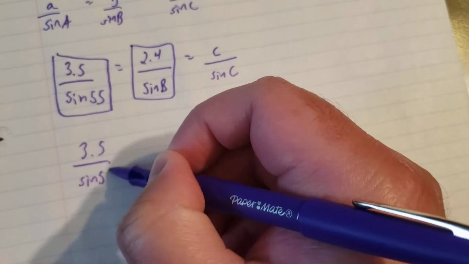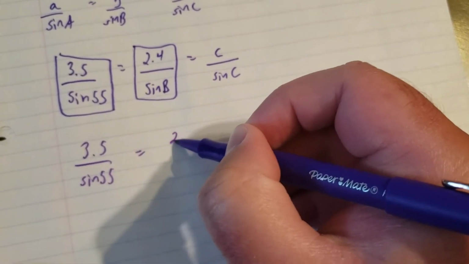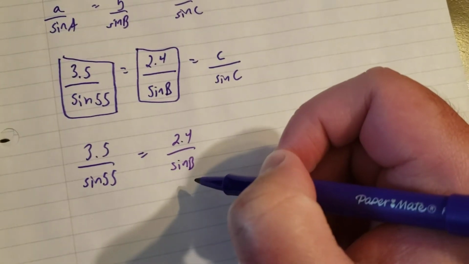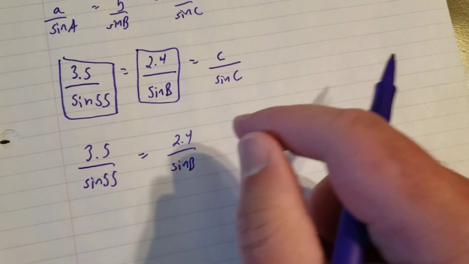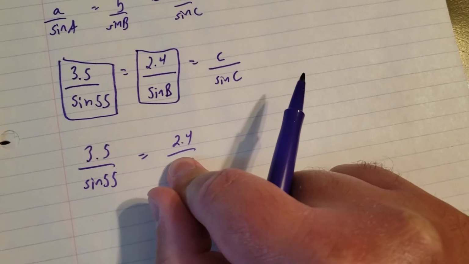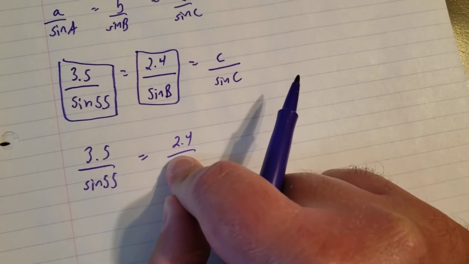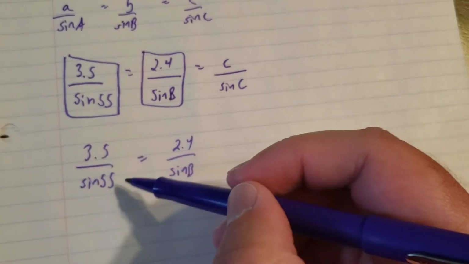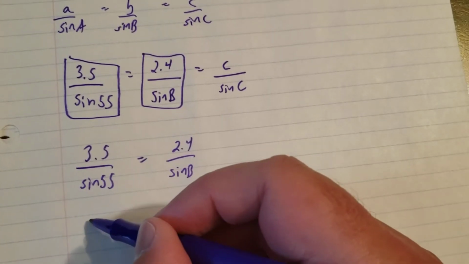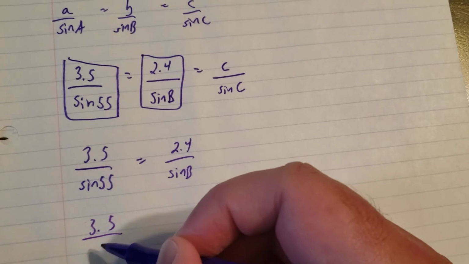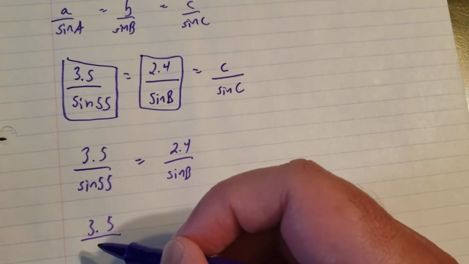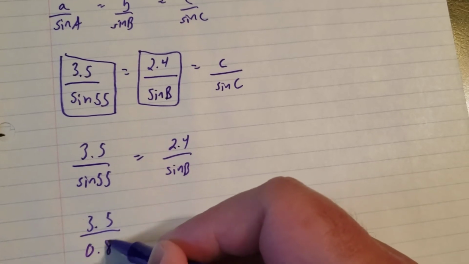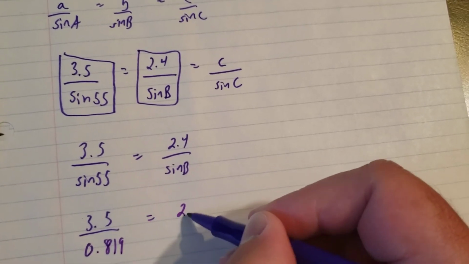So I will set this up as so: 3.5 over sine 55 equals 2.4 over sine B. Okay. I'm still going to cross multiply, so if you want, you can just pretend that this is an x down here underneath my finger. So if I were to cross multiply, I guess the first thing I would do is to find out what the sine of 55 is, right? So we can use our calculator. The sine of 55 degrees comes out to 0.819 approximately.